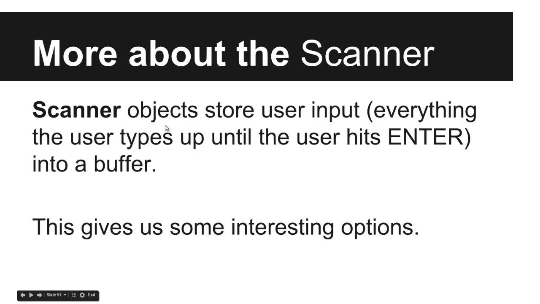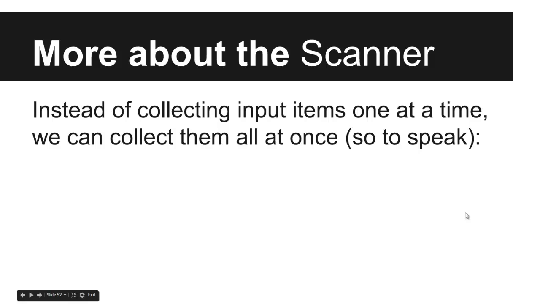Now the scanner objects each have a buffer, and a buffer is just a storage place for putting tokens, and tokens are just alphanumeric and symbolic text. And so this gives us a couple of interesting options. For example, instead of collecting input items one at a time, we can collect them all at once, so to speak. We're still collecting them one at a time. We just hide the one at a time part.